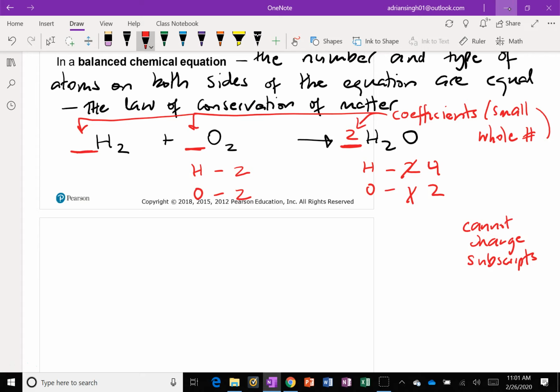Now I need to make 4 H's on the left. So what do I need in front of the H2? You need a 2. And that gives me 4 H's. In front of the O2, there isn't a coefficient. What is understood to be there? 1, right? So when you don't see the coefficient, you can put the 1 in if you want. Do not put 0. Right? 0 means there's nothing there. So that's why when you write the equation for the formation of water, we said 2 molecules of hydrogen react with 1 molecule of O2 to make 2 molecules of water. Right? That is our balanced equation.